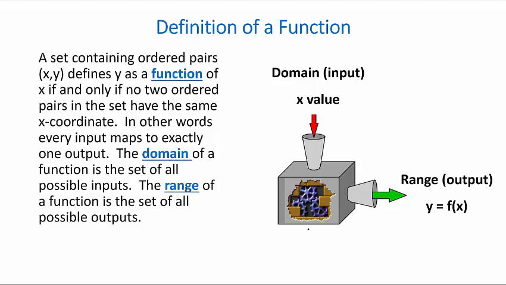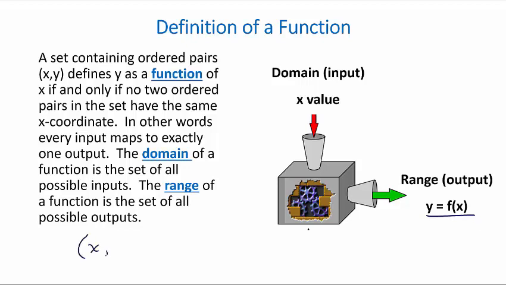The domain of a function is the set of all inputs, and the range of the function is the set of all outputs. All right, and I've got a picture that goes along with this. So the idea is for every x value that you input into a function, you get out one y value. And of course, we can call y f of x. We've become familiar with that notation, function notation.